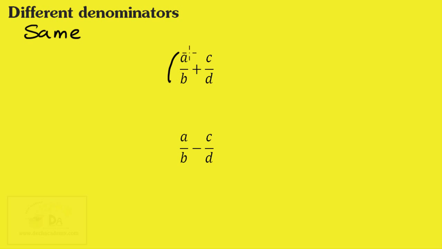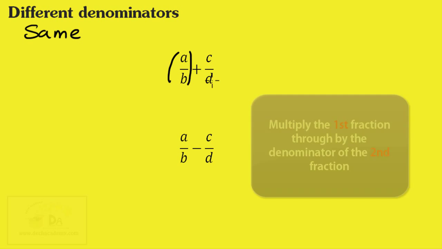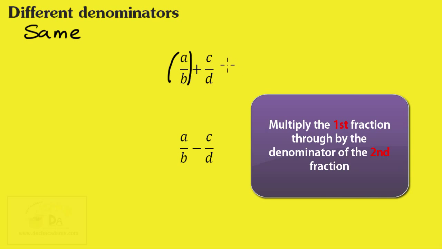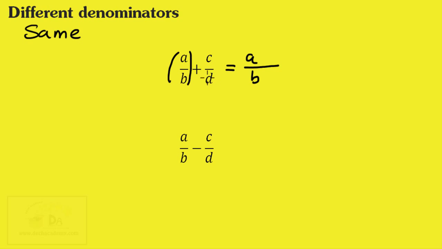You take the first fraction and you multiply it through by the denominator of the second fraction, which is d. So the first fraction is a over b, and you multiply it through by the denominator of the second fraction, d. So that means multiplying the numerator of the first fraction by d and the denominator of the first fraction by d as well. Then you note the sign.